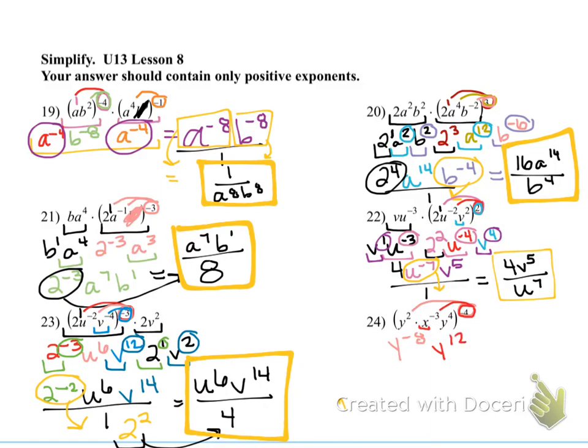And then lastly, I've got y to the 4th, so negative 4 times 4 gets me y to the negative 16. Oh, my mistake here. I noticed that I wrote a y instead of x. It should be x to the 12th. Okay, that's x to the 12th. My bad. All right, so let's keep going.